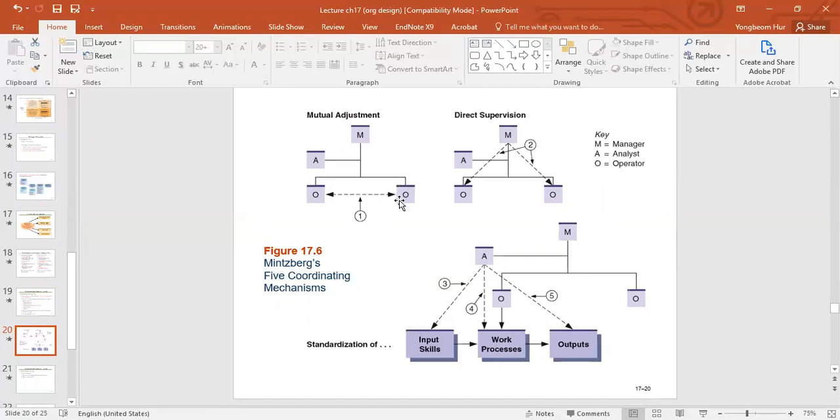Now, the big problem will emerge when organizations are growing really big. Then, while they try to take advantage of direct supervision and mutual adjustment, they also tend to introduce a different kind of approach.